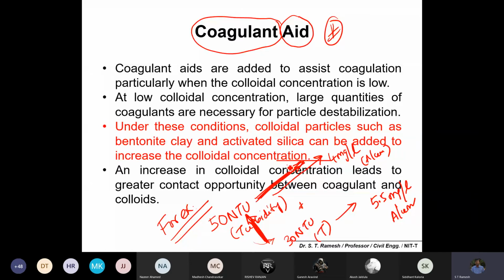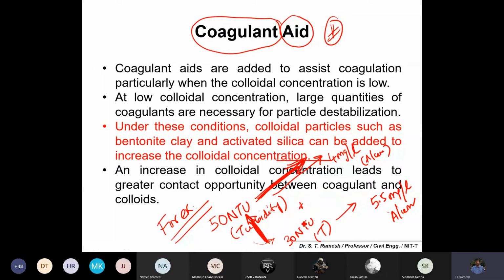Is it fine? Yes, sir. For 50 I may require 4 milligram per liter, but for 30 I may require 5.5 milligram. So 1.5 milligram in excess, I may go for a higher operational cost because of chemical addition. 1.5 milligram per liter addition will sometimes end up with chemical cost in an elevated manner.